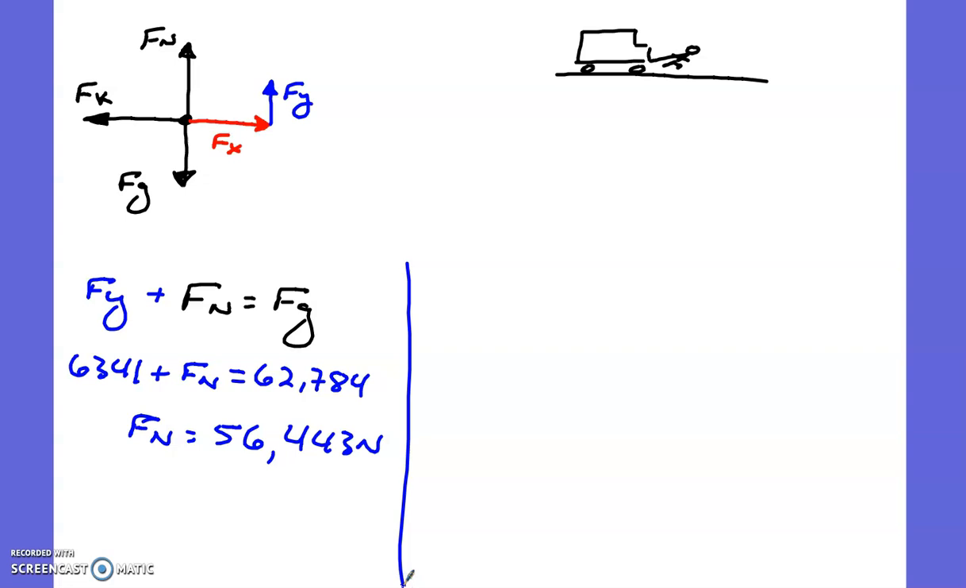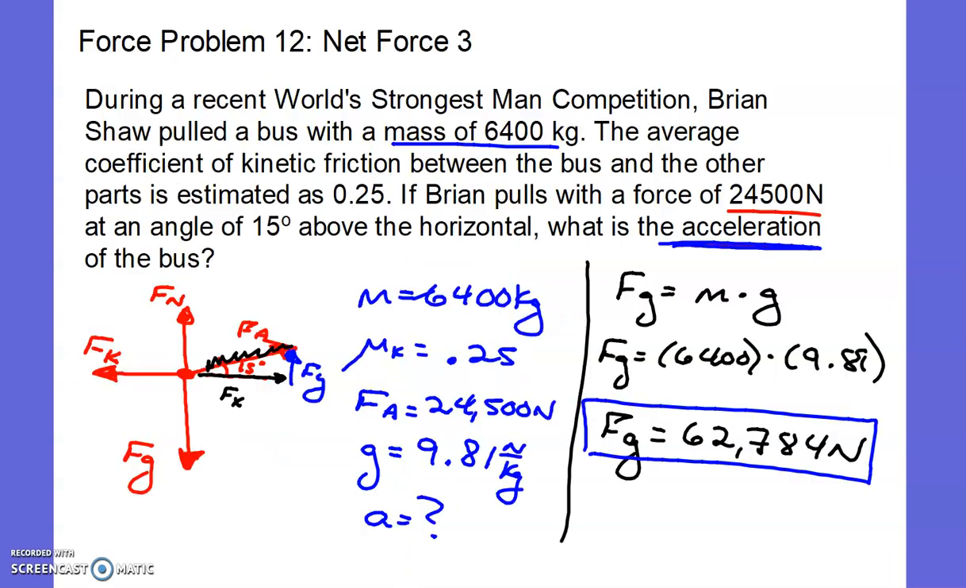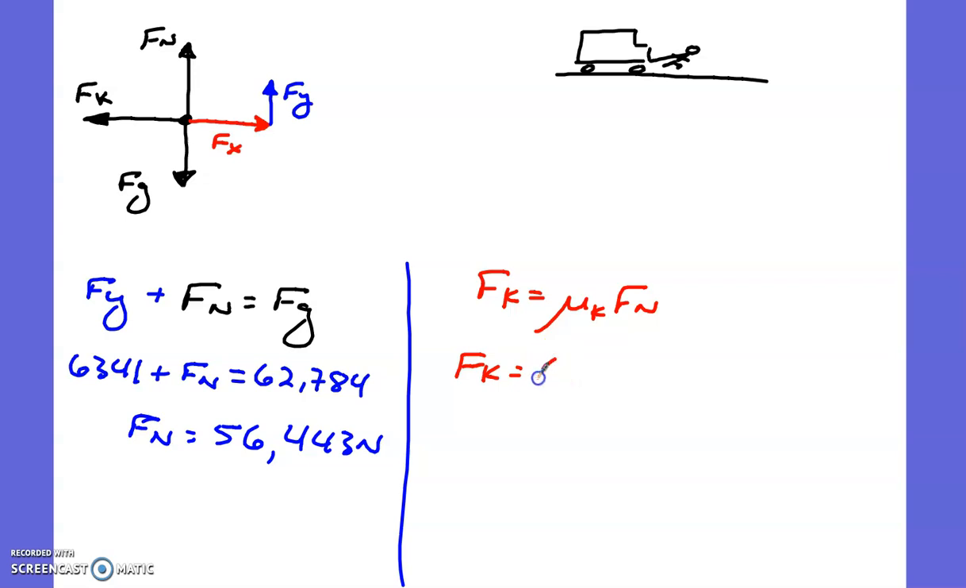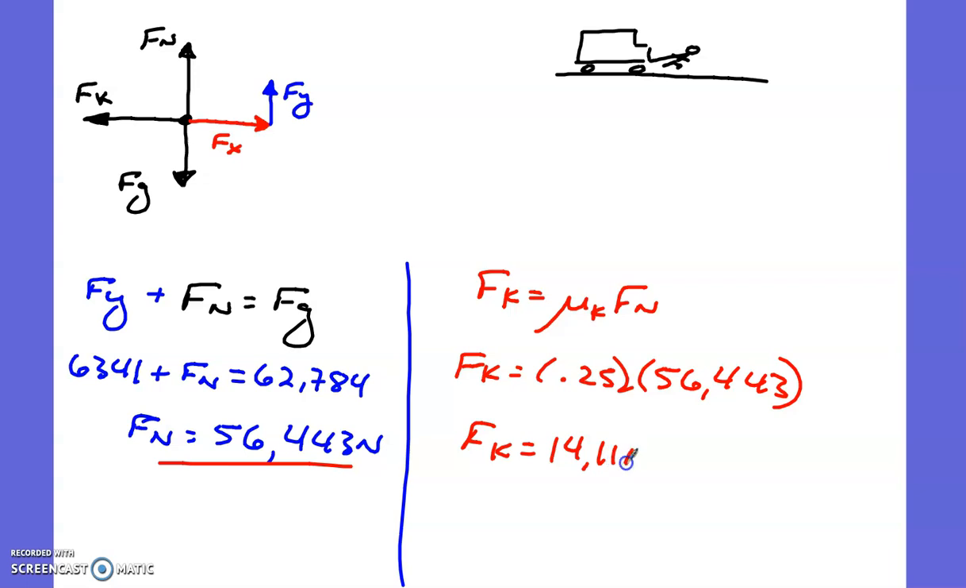Now the next step that we have to do is we're actually going to solve for the kinetic friction. We're going to do so by using this formula. The kinetic friction is the coefficient times the normal force. We were given that the coefficient of kinetic friction was 0.25. And the normal force we just solved for as 56,443. When we multiply, we get that the friction is 14,111 newtons.